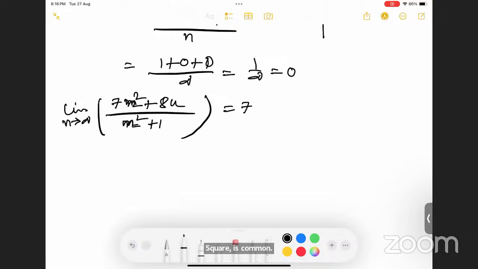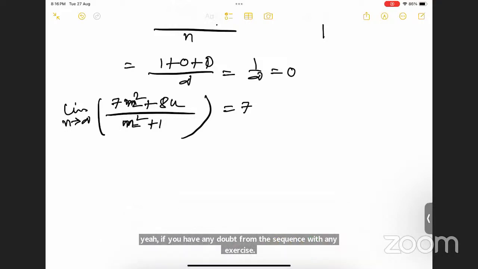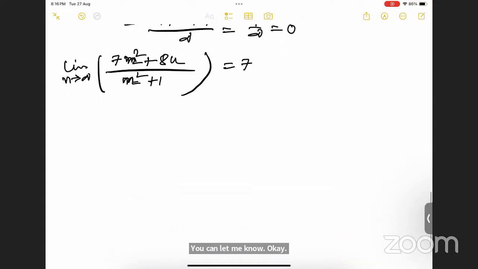Okay. If you have any doubt from the sequence portion with any exercise, you can let me know. Otherwise, we will go to the limit of a function. Ma'am, is this a theory revision session? We can solve problems also. I will solve 2 to 3 problems. If you have doubts, you can ask. Otherwise, we will also revise the theory portion. Yes, ma'am, this is also the best way to understand anything. Yeah, thank you, ma'am. Are we not going to cover anything here? Okay.